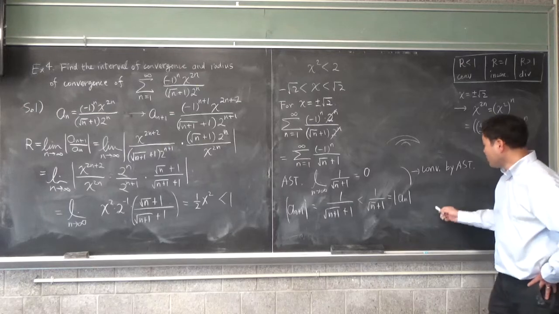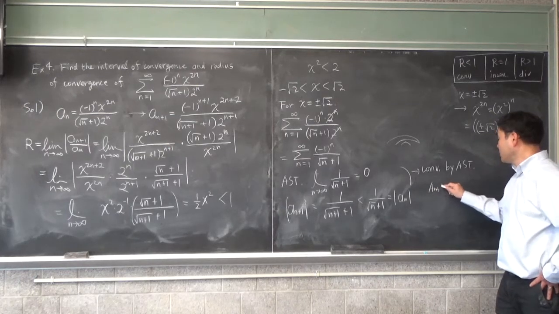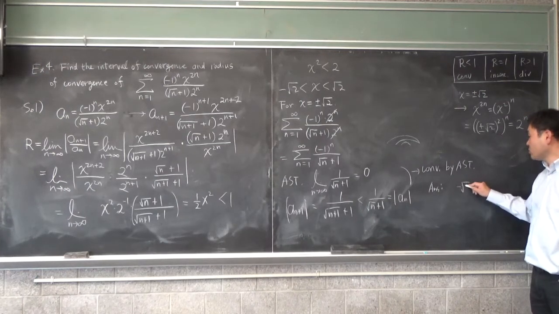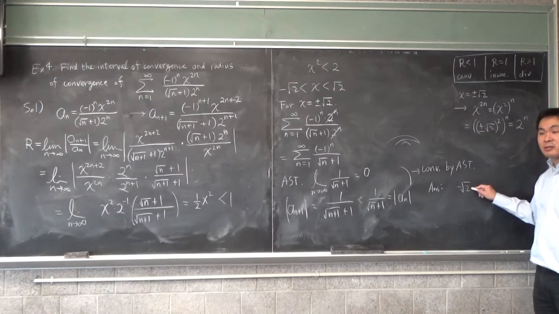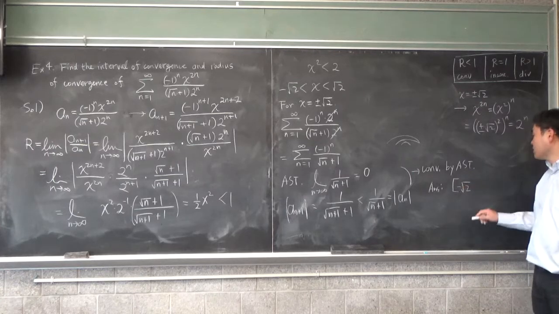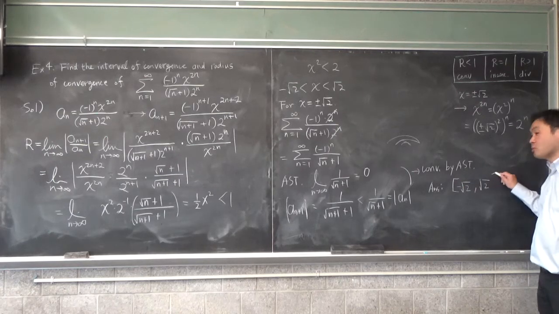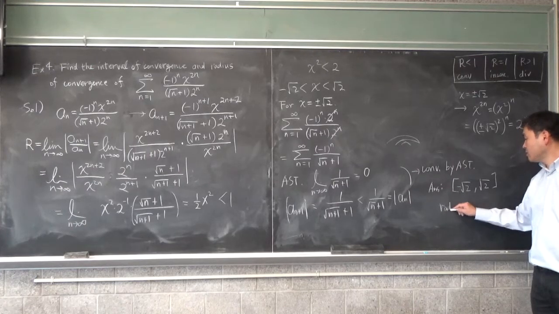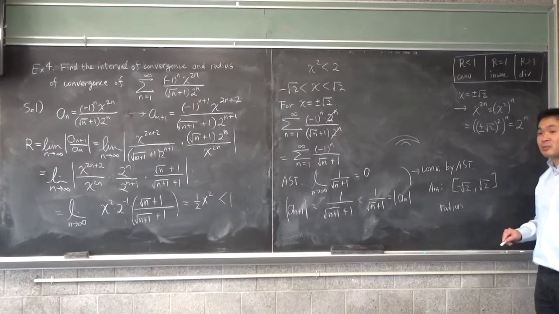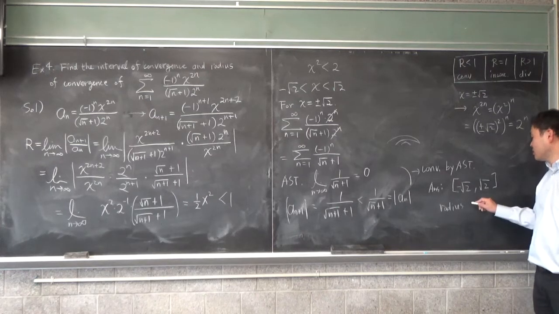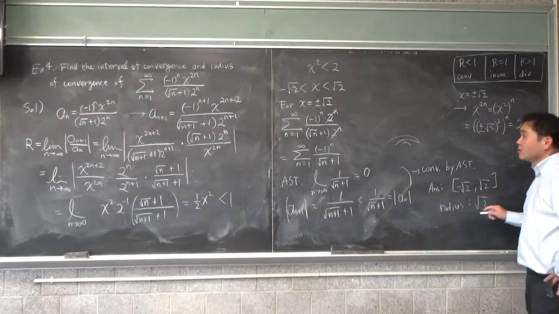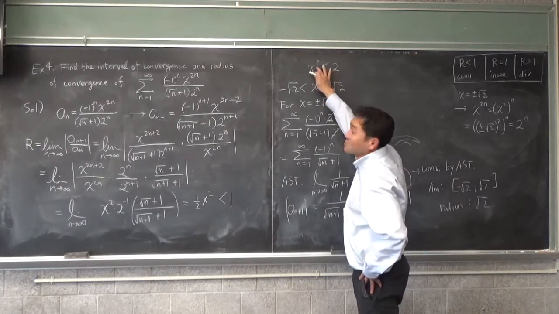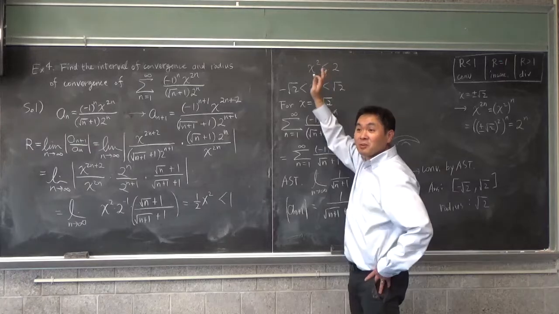So what's the answer? The interval of convergence is negative radical 2, which bracket? Square bracket for both cases. What's the radius of convergence? Root 2. See, the radius of convergence is root 2. It's not this number because the left side has a square. You have to be careful, okay?